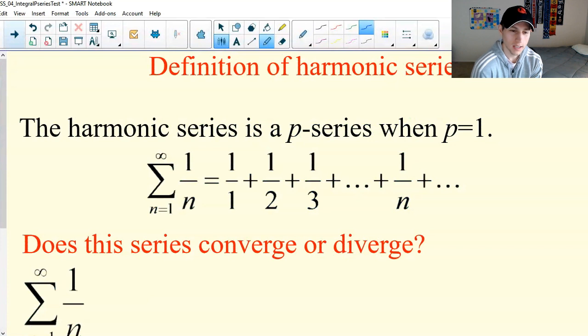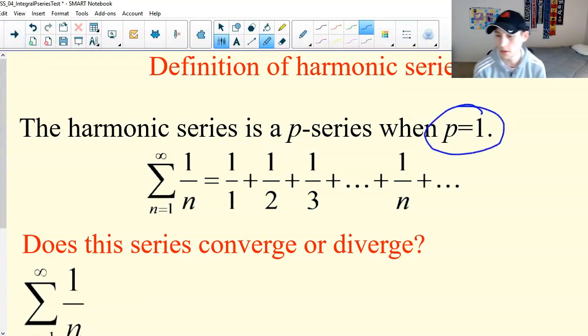Definition of the harmonic series. The harmonic series is a specific type of P series, and it is the P series whenever P equals 1. So it's just the series from 1 to infinity of 1 over n. So 1 plus 1/2 plus 1/3 plus 1/4 plus 1/5 plus 1/6, etc. Whenever P equals 1, we call it the harmonic series.